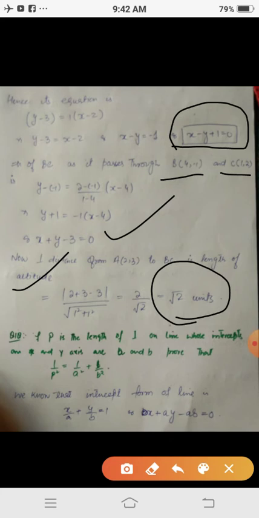Now if p is the length of the perpendicular on the line whose intercepts on the x and y axes are a and b, prove that 1 upon p square equals 1 upon a square plus 1 upon b square. We know that the intercept form of a line with intercept a on the x axis and b on the y axis is x upon a plus y upon b equals 1. Now changing this into the general form, by cross multiplication we get bx plus ay equals ab, and in the second step we get bx plus ay minus ab equals 0.